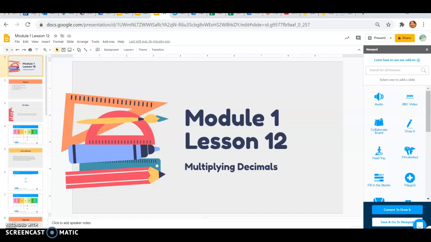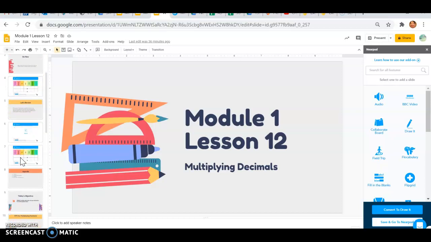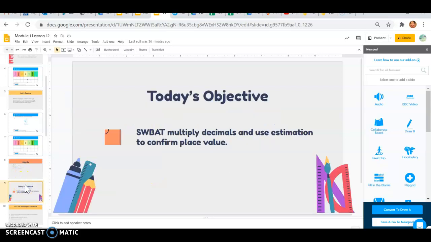Hey guys! Alright, so today we're going to be working on lesson 12, which is multiplying decimals. Last time when we were together, we were of course talking about multiplying decimals using our place value chart and our area model. So today, our objective is that students will be able to multiply decimals and use estimation to confirm place value.